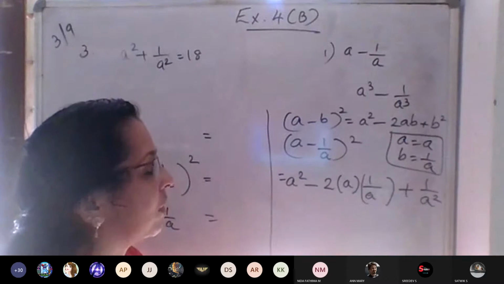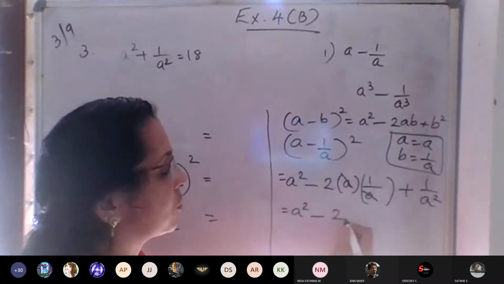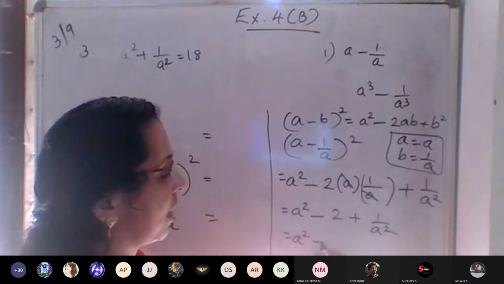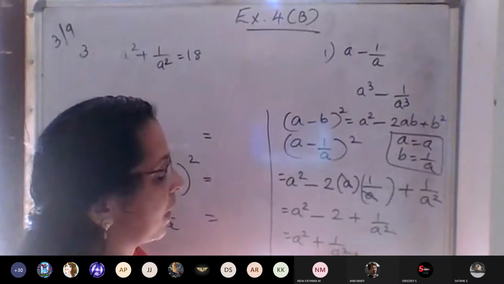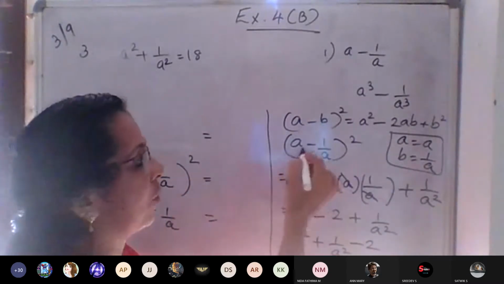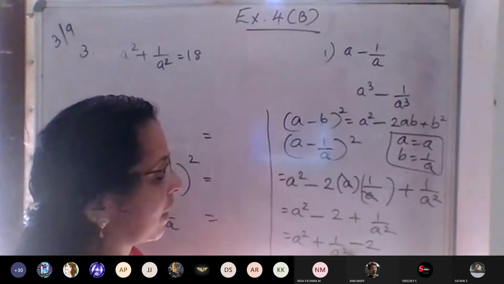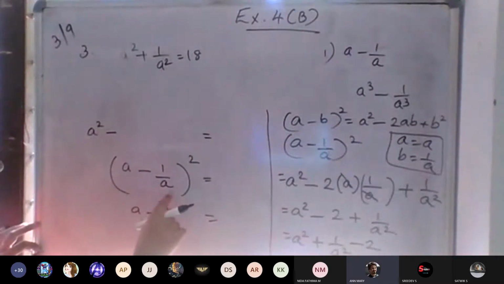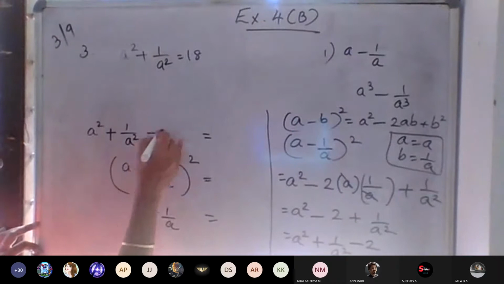You are listening or not? A cancels. So a square minus 2 plus 1 by a square. That means if we rearrange a square and 1 by a square together, it will be a square plus 1 by a square minus 2. So what is the formula of a minus 1 by a whole square? A minus 1 by a whole square is a square plus 1 by a square minus 2.